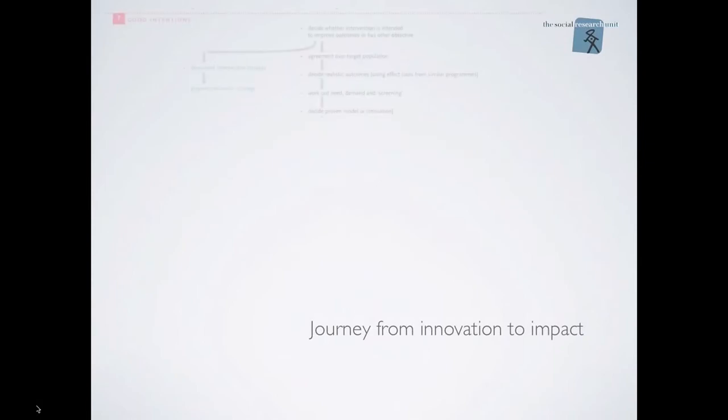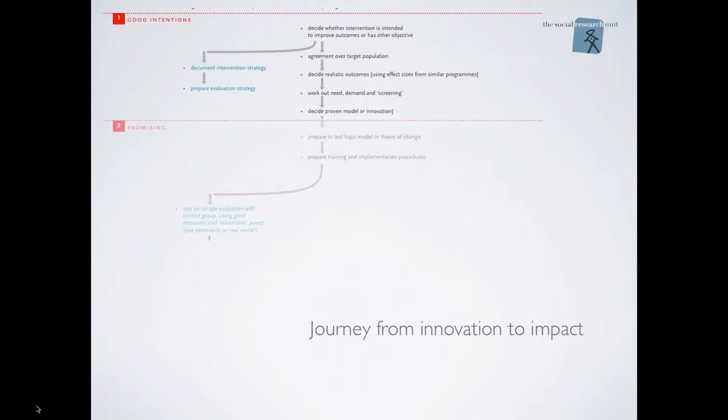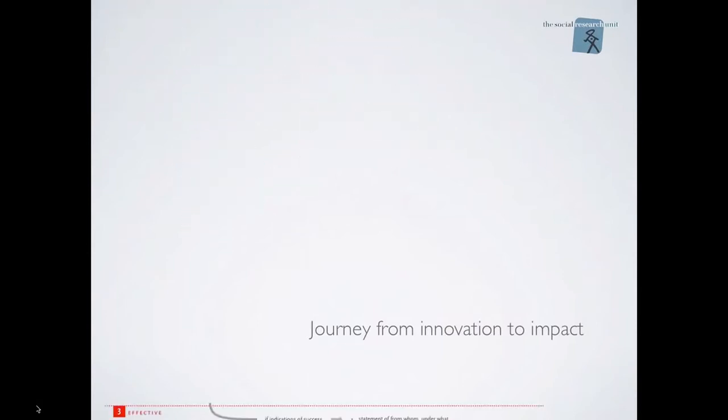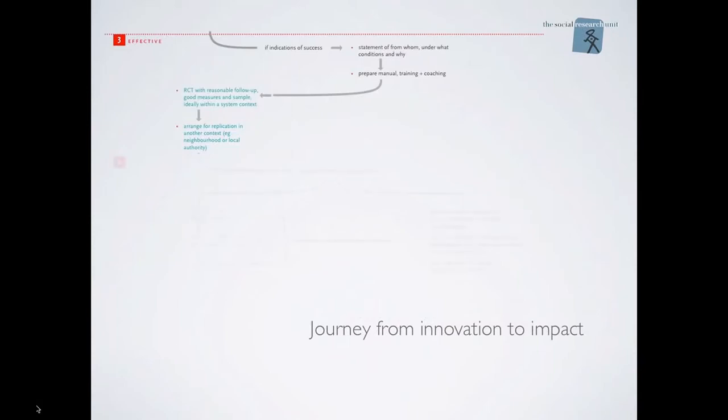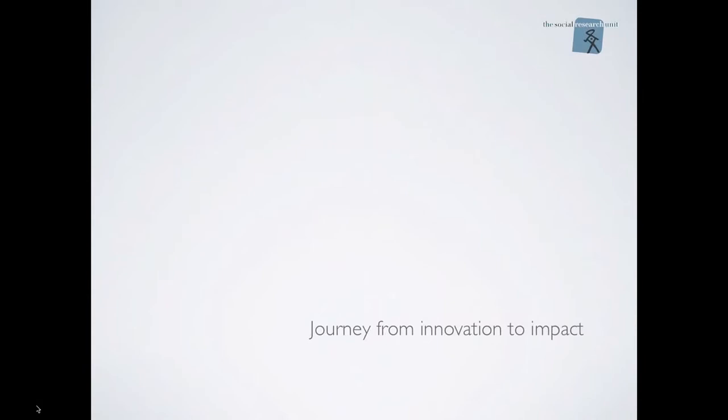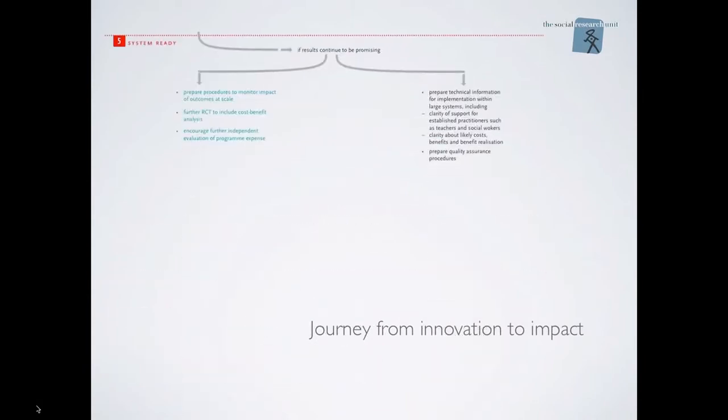At the first level, called good intentions, the focus is on intervention specificity, for example, agreeing outcomes and target group. At the second level, called promising, attention is paid to preparing to test a logic model and developing training and implementation procedures, and so on, up to the 5th level, called system ready, where requirements include independent evaluation and getting ready for implementation in large public service systems.